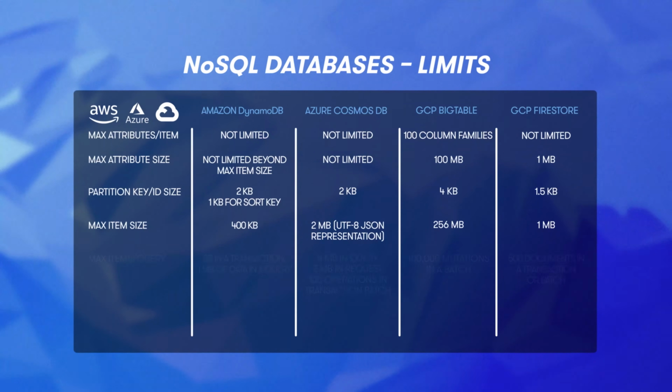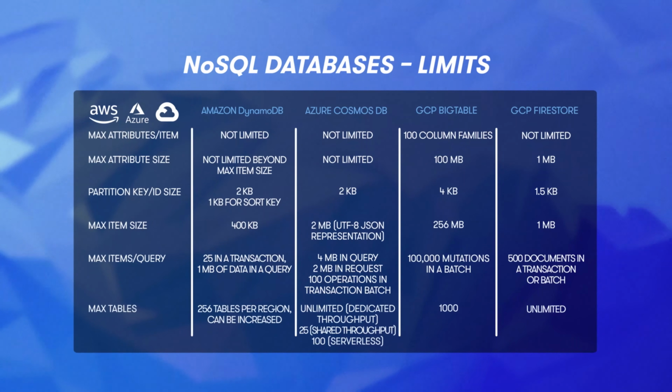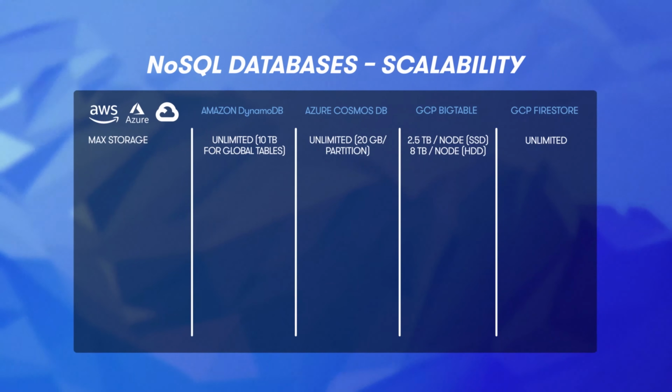that item. The other limit related to items is the number or size of items allowed when performing a query and/or transaction. DynamoDB has relatively small limits here, and Firestore and in particular Bigtable have much larger limits. Finally, looking at the table or collection concept, while CosmoDB and Firestore have no limits by default, DynamoDB and Bigtable do. From a scalability perspective, all services support full horizontal scalability and therefore provide a massive amount of max storage.